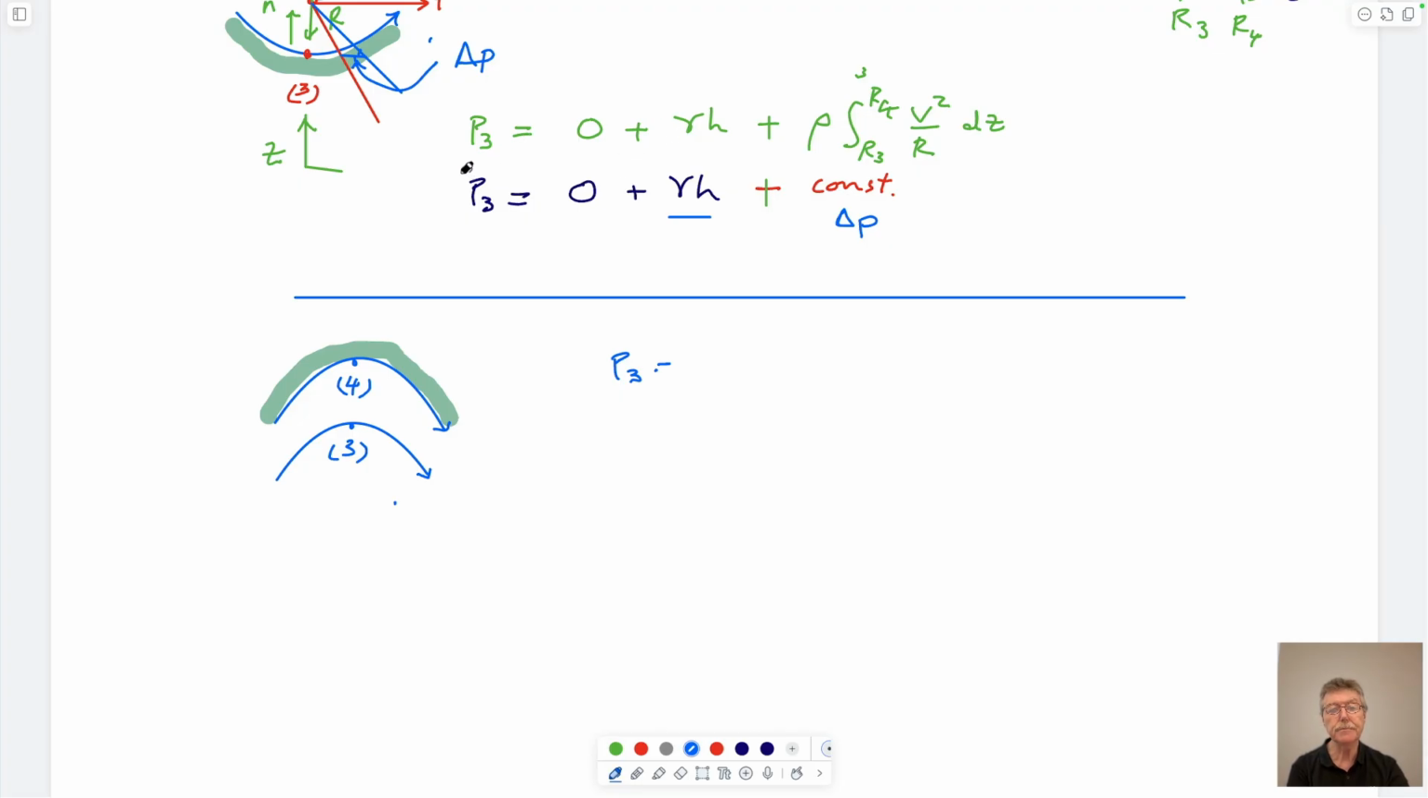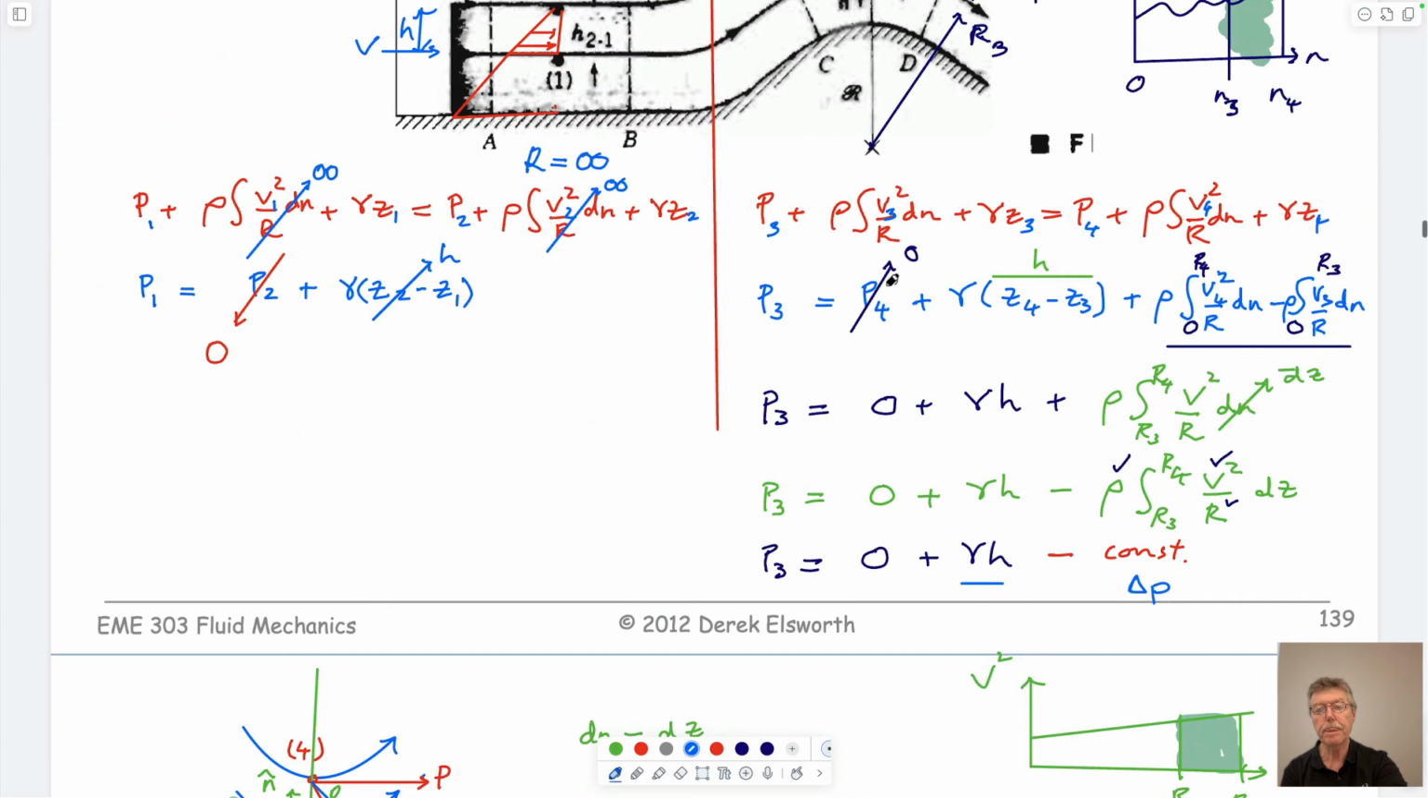So I can take this expression here. I can take P3, I have to include P4 now, is equal to, I can subtract this off, which is gamma H, and I can subtract this off, which is rho integral V squared over R dz, and I can set this equal to P4. This was P4 here, right? We got rid of it.